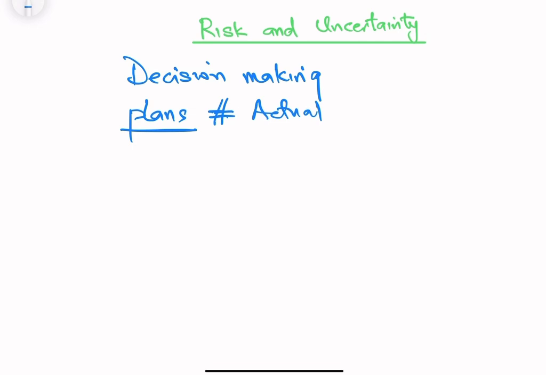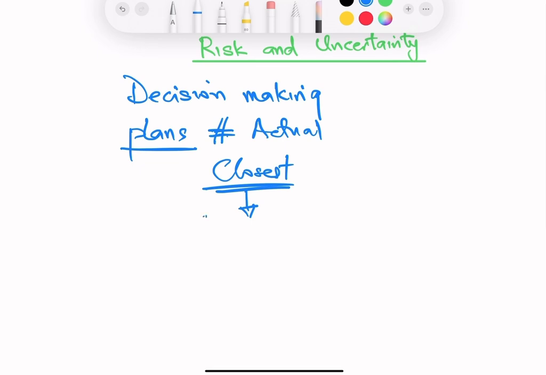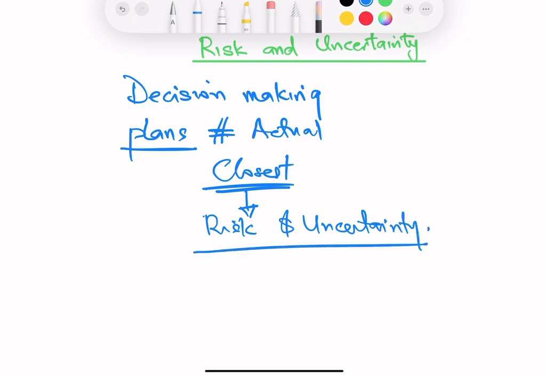However, what we want to do is to make sure that our plan is as close as possible. So we want the closest plan to actual. That is what we want to do. And the question is, how do we achieve that? And that is a question that we want to answer today, while we'll be focusing on risk and uncertainty. Because these two things are the reasons why our plans would not be the same as actual.